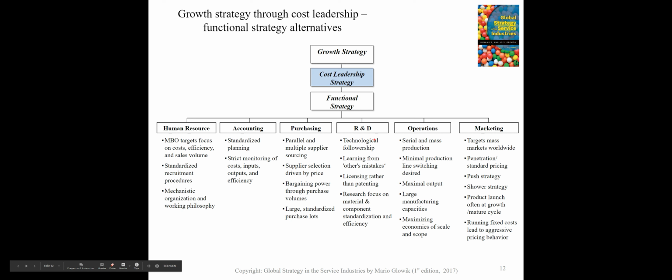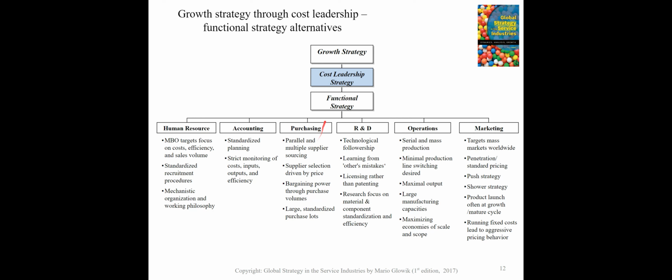In case of cost leadership strategy, a technological followership strategy is more recommendable than leadership. Learn from the other's mistakes. And therefore, suppose licensing is possible, that means another firm is willing and ready to sell its license, then licensing is more recommendable than own elementary research and own patenting, because cost leaders mainly conduct research in order to increase efficiency in the production lines and component standardization.